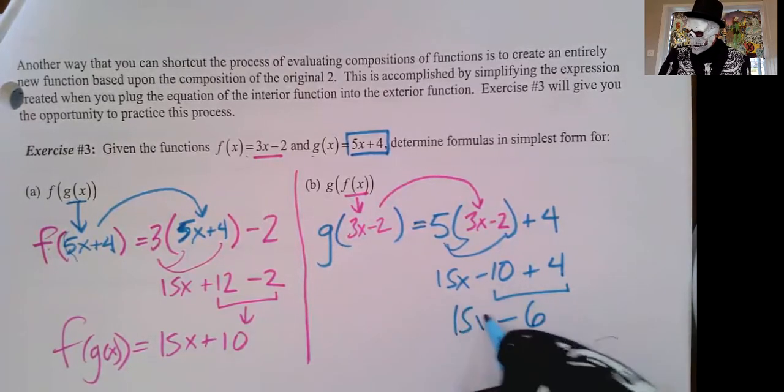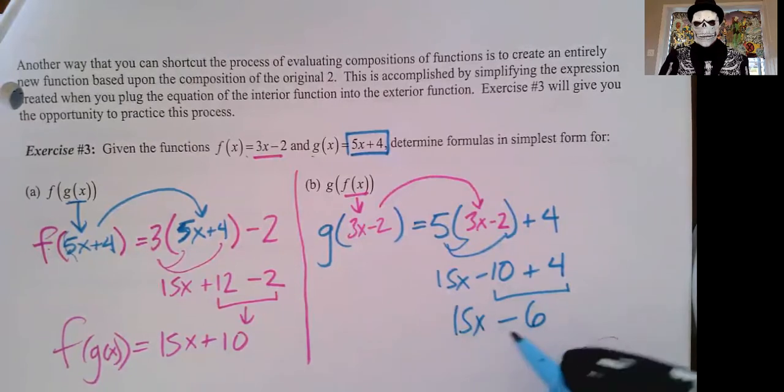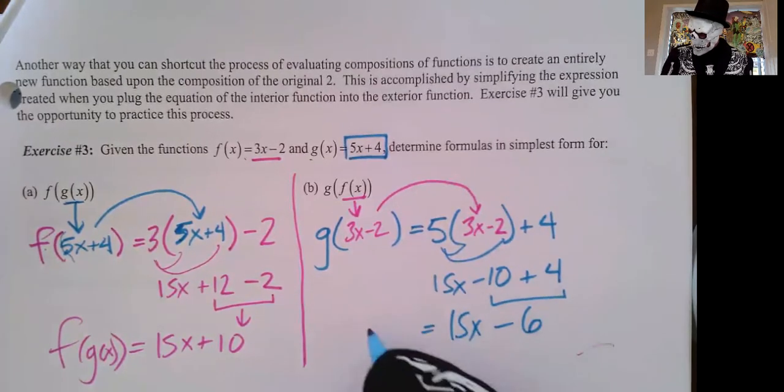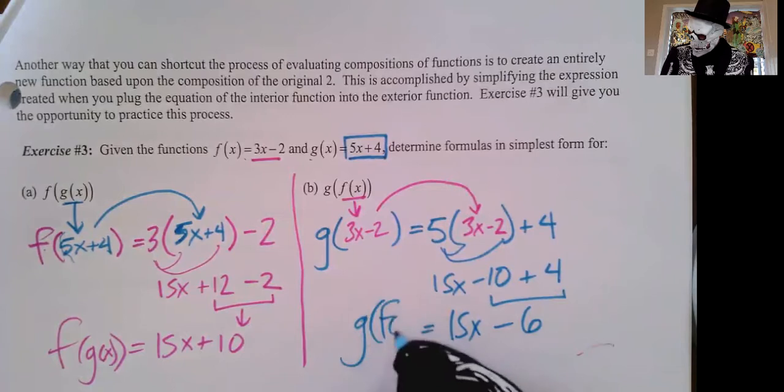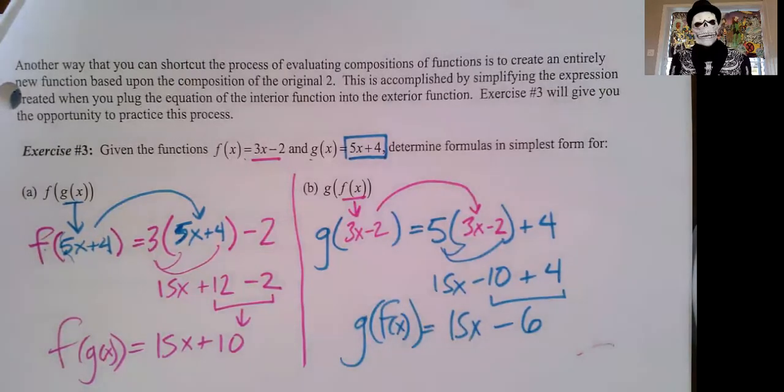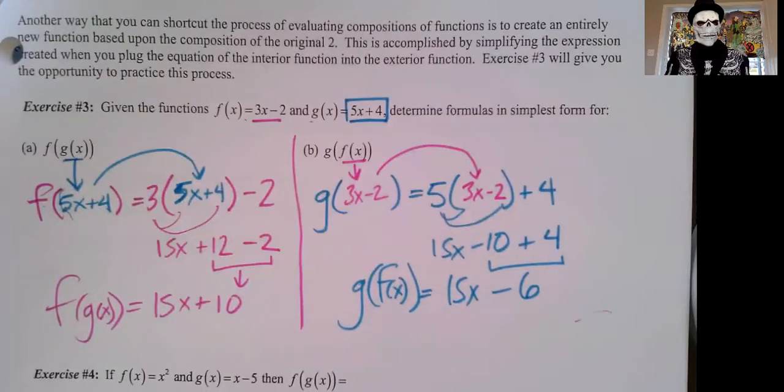And we'll have 15x still left here. We can't combine the two of those because they're not like terms. So at the end of this, we know that g of f of x is equal to 15x minus 6. Two different ways of looking at it, but it is what we can use to be able to come up with what we're going to get as our answer.